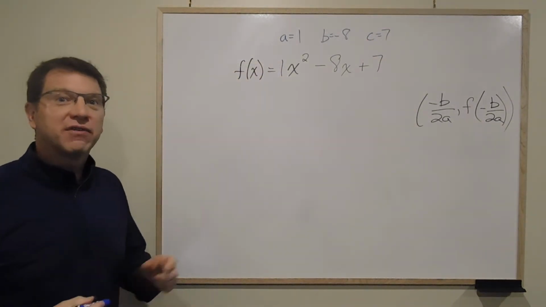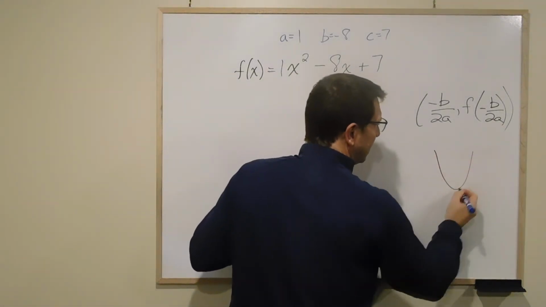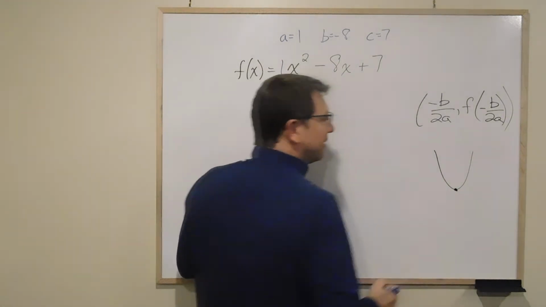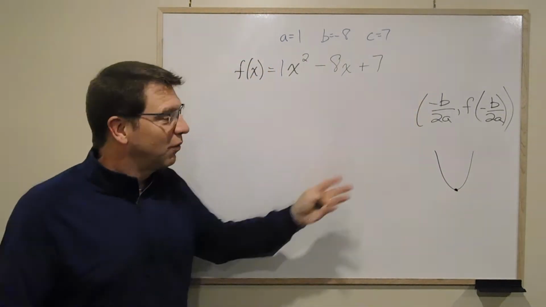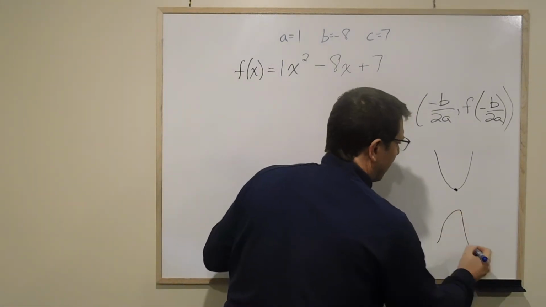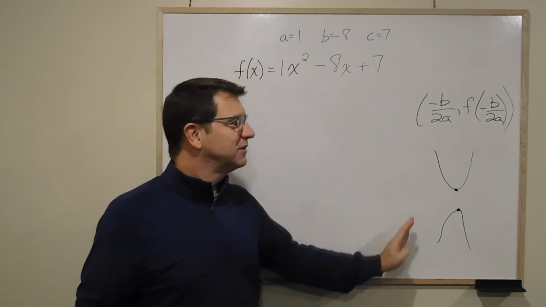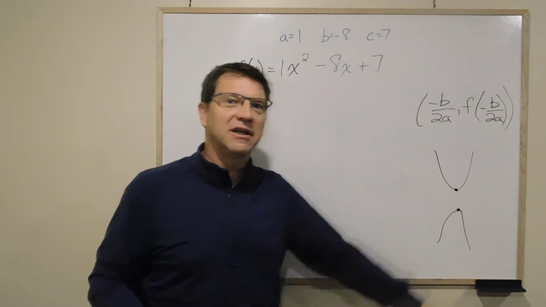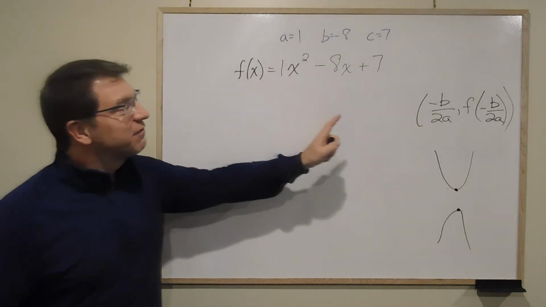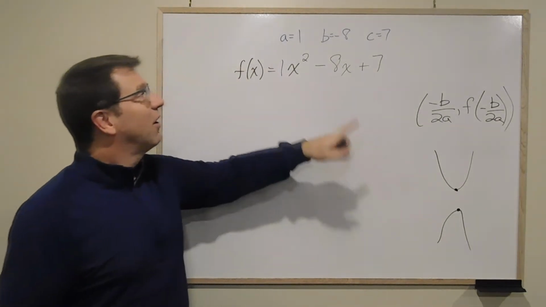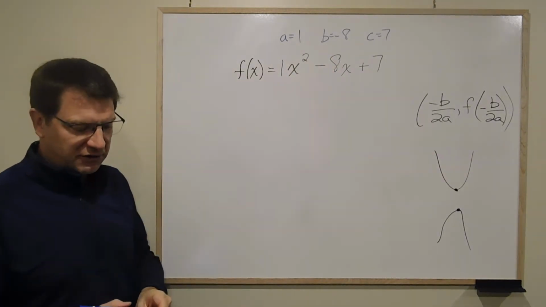Now for finding the vertex. Remember, if we have a parabola, the vertex is right here. It's where the parabola changes from decreasing to increasing, or if we had a reflection of a parabola, it's where it changes from increasing to decreasing. So that's our point there. To find the vertex, all we need to know is the a value and the b value. We don't even need the c value.